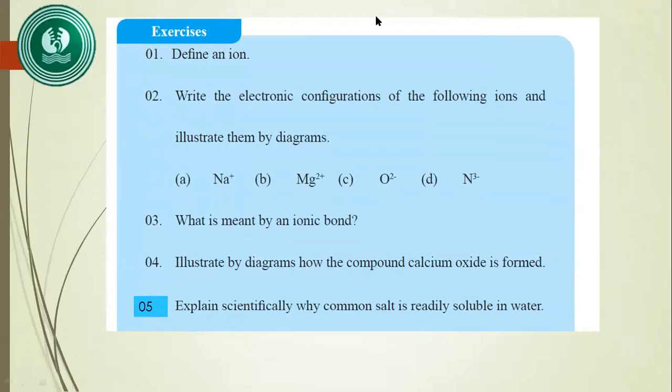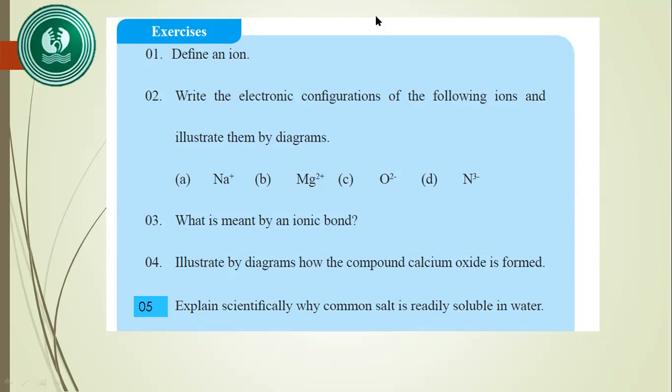Some exercises are given. This is extracted from your textbook. These questions are very easy. Through my discussion, you got more knowledge on ionic bond and other things, so you can easily answer. I will only explain the fourth question. Here the question is, by using diagrams, how is the compound calcium oxide formed? It is very simple. Think about the formation of the sodium chloride ionic compound.